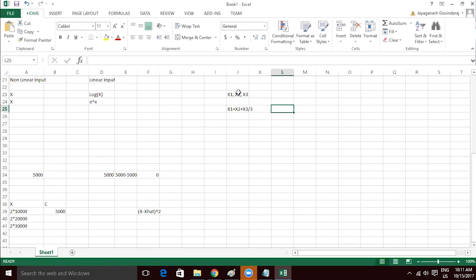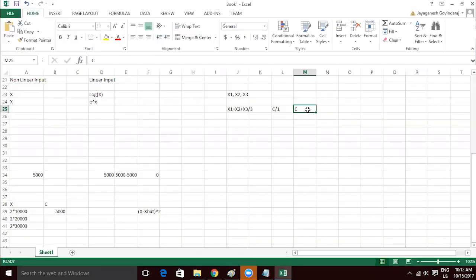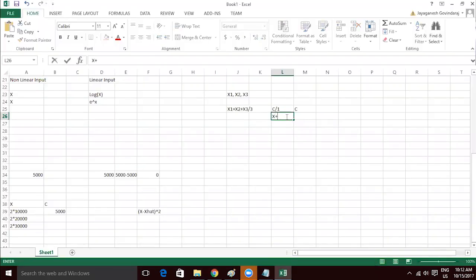Okay, so what could be the mean then? Single value divided by 1 is nothing but c. So if we want to calculate the mean for a single value constant, what I'll get is the same value, c divided by 1 is c. Now instead of c, you'll have x plus c.